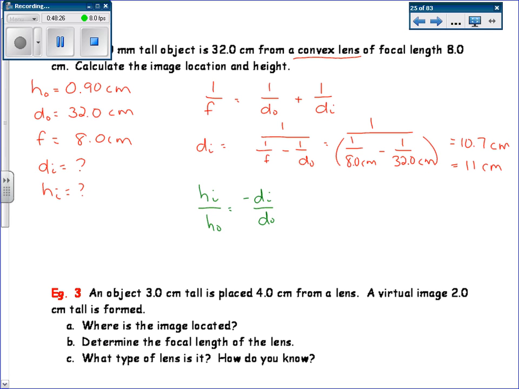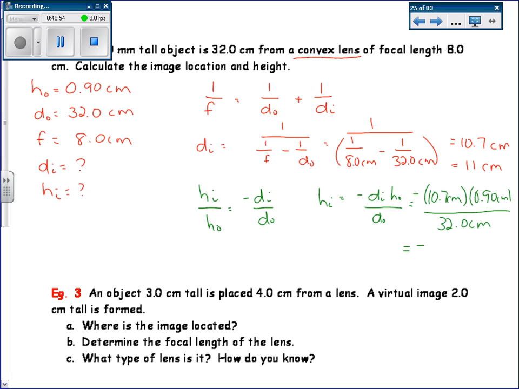So HI is equal to negative DI times HO divided by DO, which is negative 10.7 centimeters times 0.90 centimeters divided by 32.0 centimeters. So you should get a negative number.